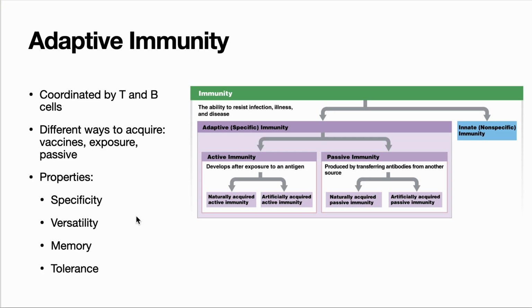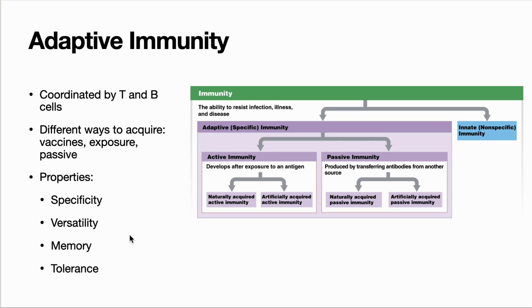Oftentimes, we won't even know that we were sick or infected. Or if we do develop illness from exposure to the antigen, we are much less likely to get seriously ill or require hospitalization. So these are an incredibly strong and effective way to promote public health through artificial acquired active immunity. Now, the other way that you might acquire immunity is through passive immunity.